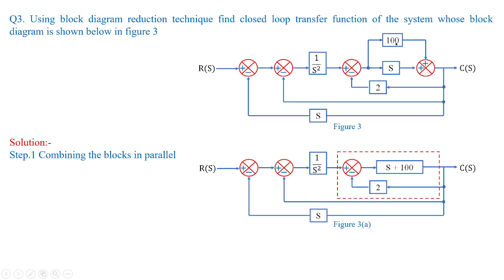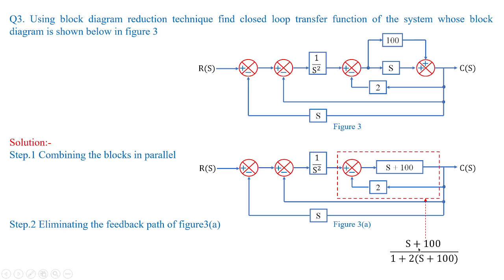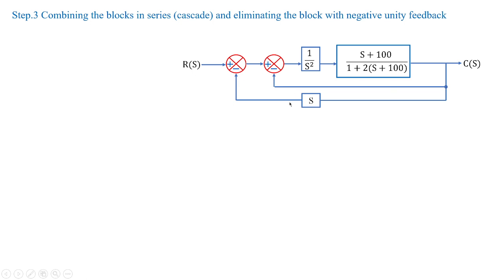Okay, we will follow the first approach, that is combining the blocks in parallel, which is s plus 100 by s plus 100, and eliminating the feedback path, you are going to get the value here as (s plus 100) by 1 plus 2(s plus 100). Now this can be replaced with this particular direction, and the overall gain, that is open loop transfer gain, will be 1 by s squared times (s plus 100) divided by 1 plus 2(s plus 100). Okay. Now let us eliminate the unity feedback loop.